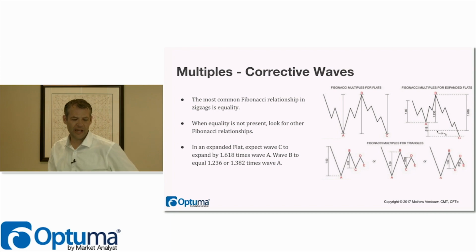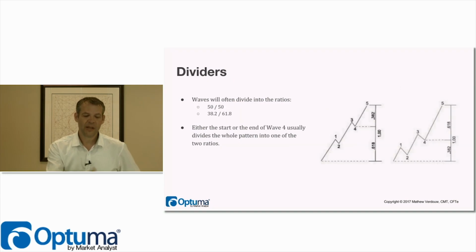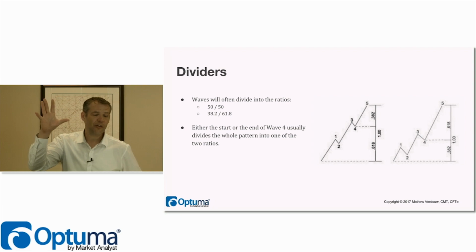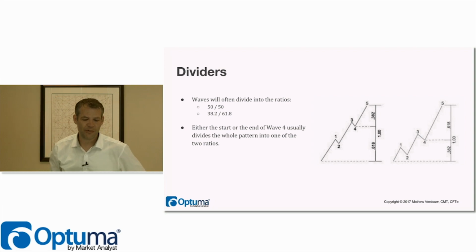In an expanded flat, expect wave C to be expanded by 1.618 times wave A, and wave B to be equal to around 1.382 times wave A. So that's the expansion factor that goes on there. Similarly, we've talked about expansion using Fibonacci. We also do divisions there.